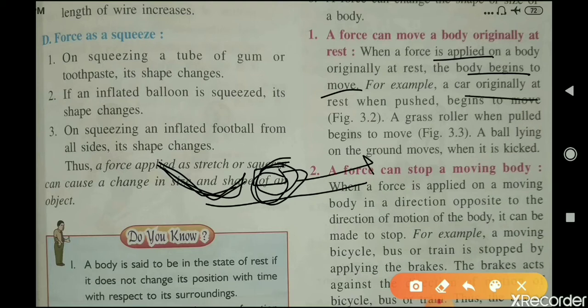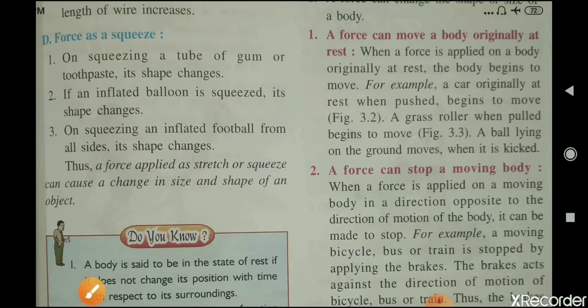A car originally at rest when pushed begins to move. A grass roller when pulled begins to move. A ball lying on the ground moves when it is kicked. Understood? So by applying a force we can move a body which is originally at rest. So this is the first effect of force.